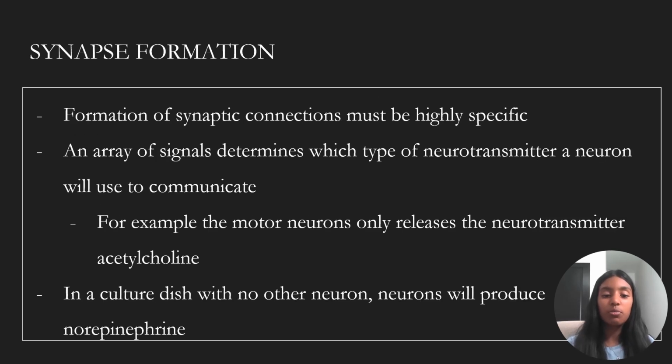Synapse formation. The formation of synaptic connections is highly specific. Both processes, presynaptic and postsynaptic, ensure a synapse can transmit signals quickly and effectively. Astrocytes exert their own influence on synaptic development and function. A single astrocyte can contact thousands of synapses across multiple neurons. An array of signals determines which neurotransmitter a neuron will use to communicate. For example, motor neurons only use acetylcholine, whereas in a culture with no other neurons, a neuron is predicted to produce norepinephrine.